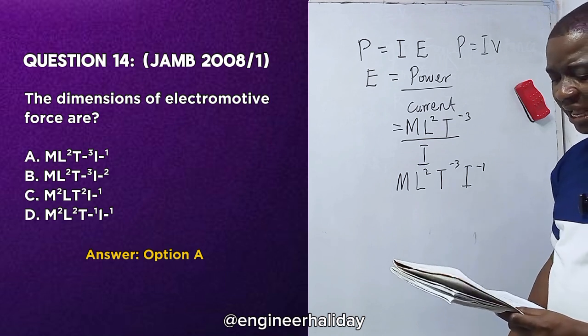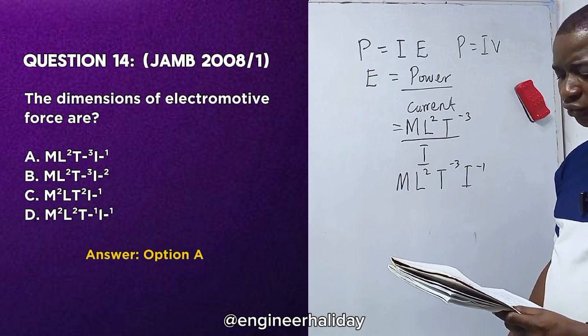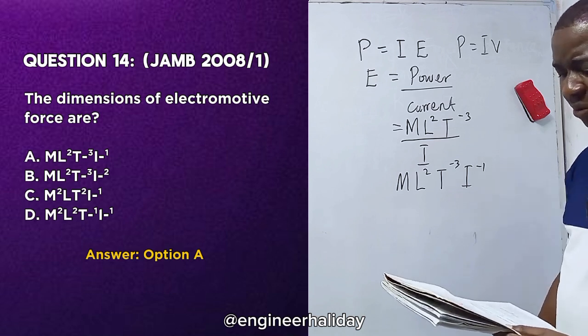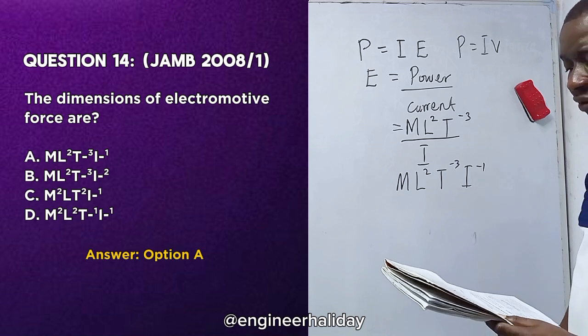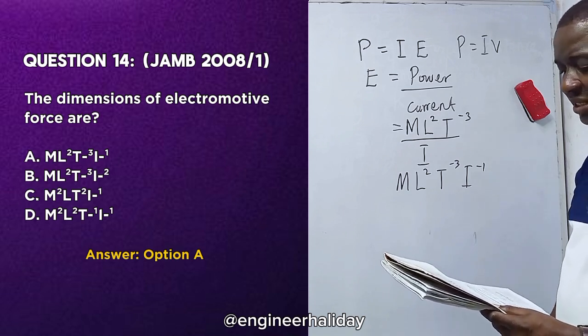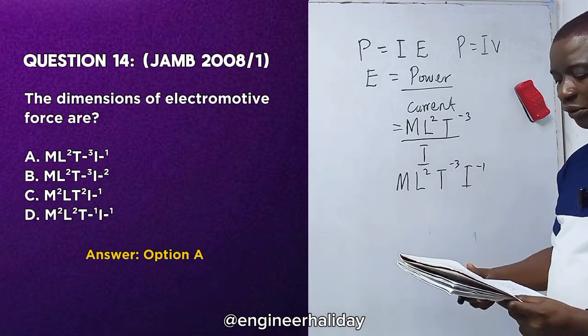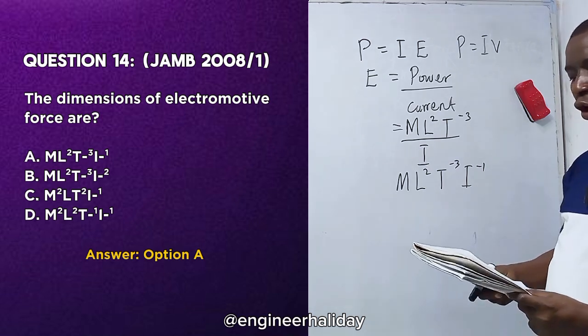But option B says ML^2 T^-3 I^-2. No, wrong. This other one says M^2 L^2 T^-1 I^-1. So the answer to that question is option A.